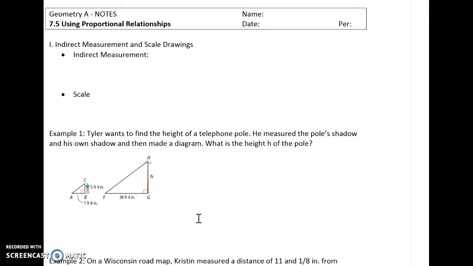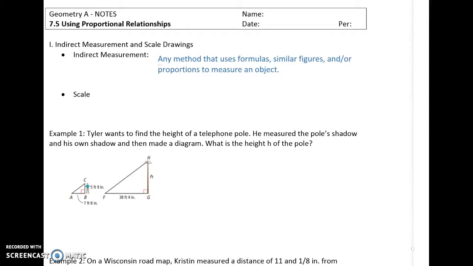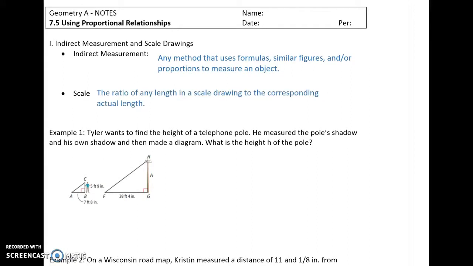One is indirect measurement. Indirect measurement is any method that uses formulas, similar figures, or proportions to measure an object. So it can be a combination of things. It could be one or another. And to use indirect measurement, we need what's called scale. Scale is the ratio of any length in a scale drawing to the corresponding actual length, which we've been calling the similarity ratio. So they're pretty much interchangeable.